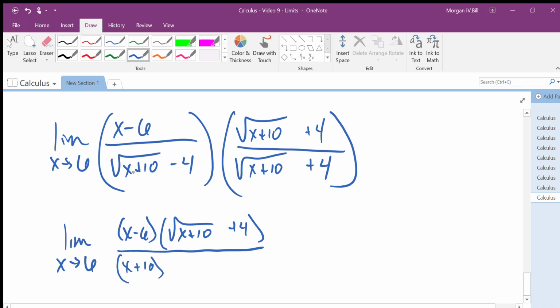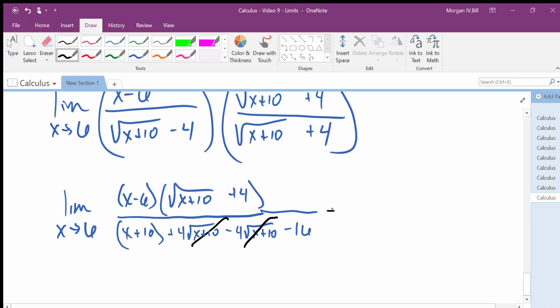The square root of x plus 10 times 4 is 4 root x plus 10. And then the negative 4 times both of those. Negative 4 times root x plus 10 is negative 4 root x plus 10. That was the whole point of the conjugate, these two middle terms cancel. And negative 4 times 4 is negative 16. So again, the two middle terms cancel here. My denominator, x plus 10 minus 16. x plus 10 minus 16 is just x minus 6.